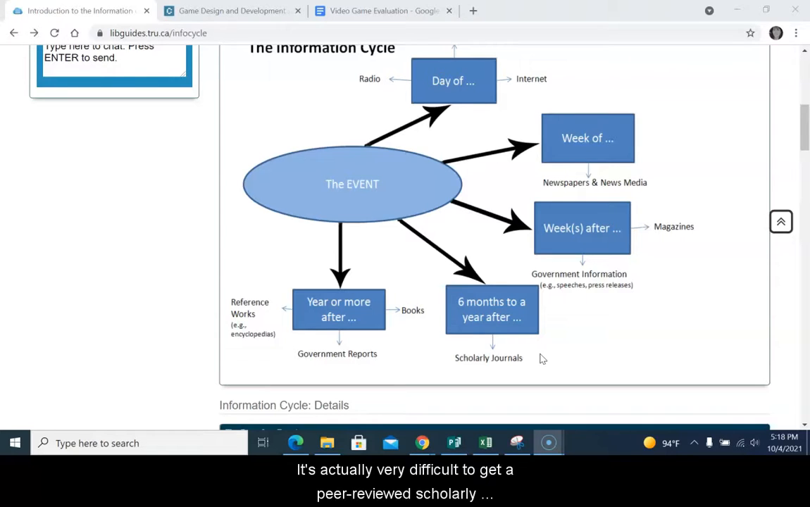It's actually very difficult to get a peer-reviewed scholarly journal article published. It goes through a very intense examination process. Experts in the field look at the claims that are made in a scholarly journal article when it is submitted for publication. They make sure that it meets the standards of their field and that the conclusions that are drawn by the researchers make sense.